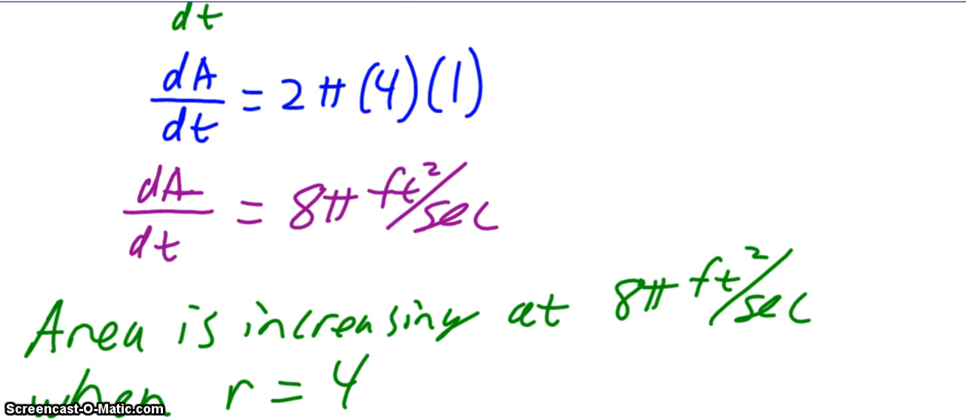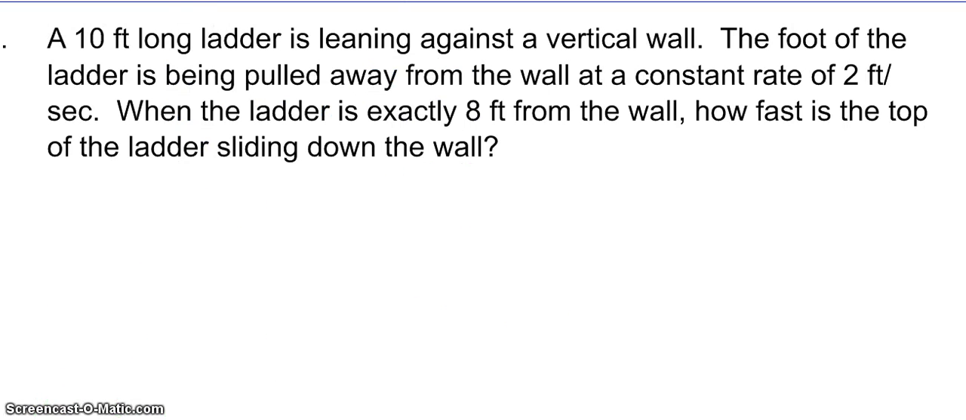Let's look at something more complicated. So here we have a 10-foot long ladder is leaning against a vertical wall. The foot of the ladder is being pulled away from the wall at a constant rate of 2 feet per second. When the ladder is exactly 8 feet from the wall, how fast is the top of the ladder sliding down the wall? Alright, I want you to try to set this one up on your own.